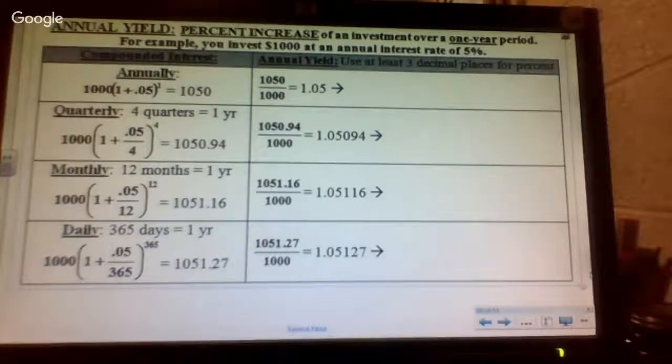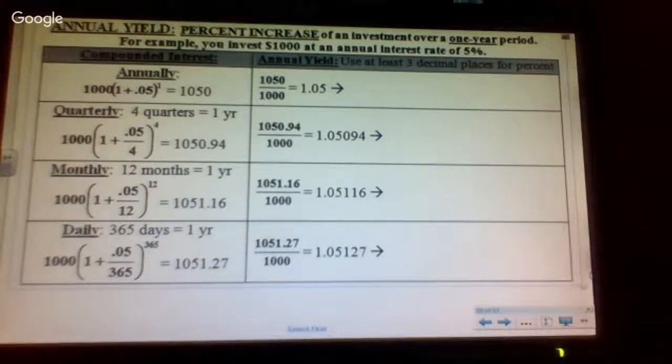Yield is your percent increase from the amount of money you started with to the amount of money you have. Okay, so I went through and did all the calculations for you. If you compound annually and you started with $1,000 at 5% interest, you would have ended up with $1,050.